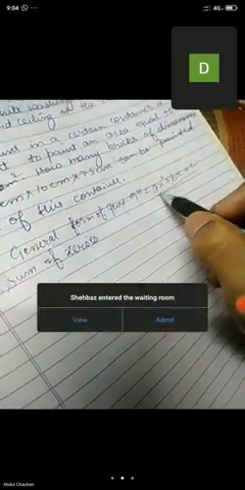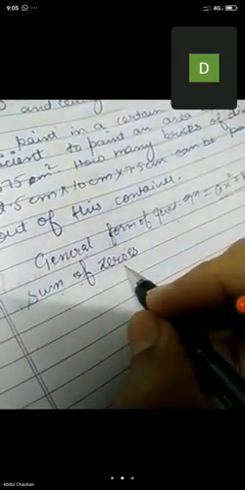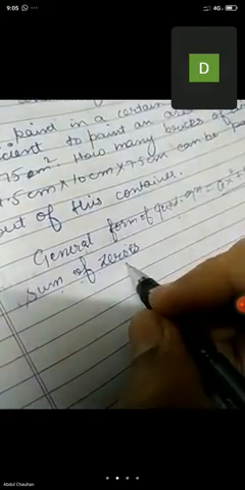So what is the general form? The general form of a quadratic equation is ax square plus bx plus c. Okay, and what is the formula to find the sum of zeros?